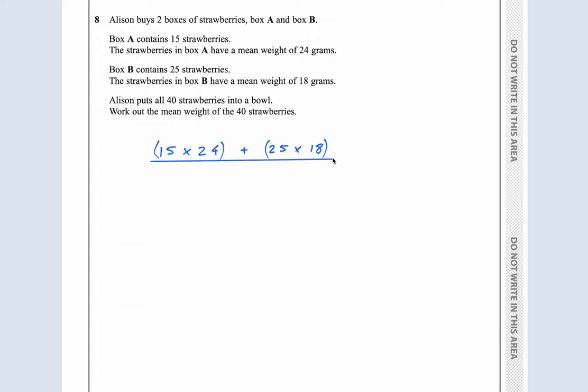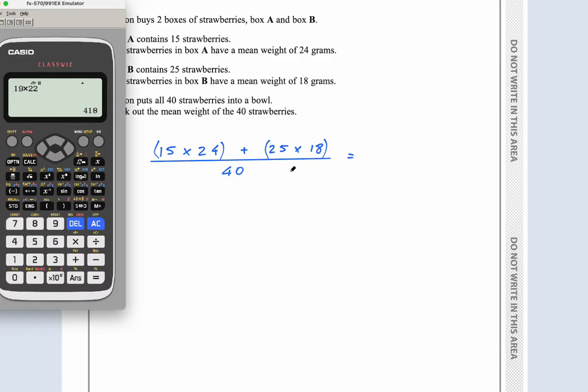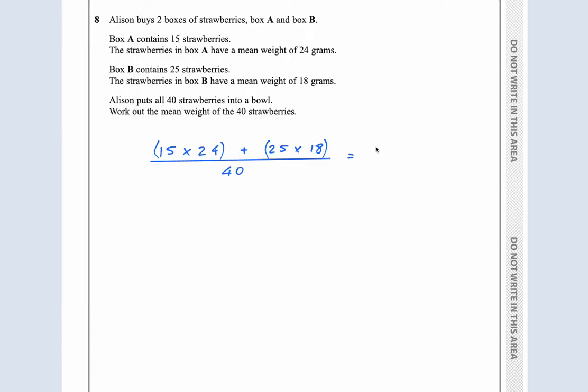If you recall, the total mean is the total weight over the total number of strawberries. Allison puts all 40 strawberries into a bowl. Work out the mean weight of the 40 strawberries. Okay, sorry, it just happens to be in box A and box B. So we're trying to find the mean of all the strawberries. So this is the total weight of strawberries in box A, total weight of strawberries in box B. I'm going to divide by the total number of strawberries, which is 40. So this should give me 15 times 24 plus 25 times 18 all over 40, which is 20.25. So that's the combined mean, the mean of all the strawberries, 20.25 grams.